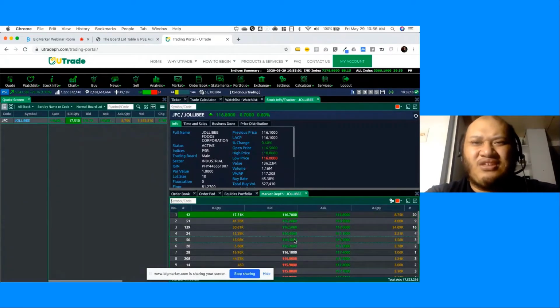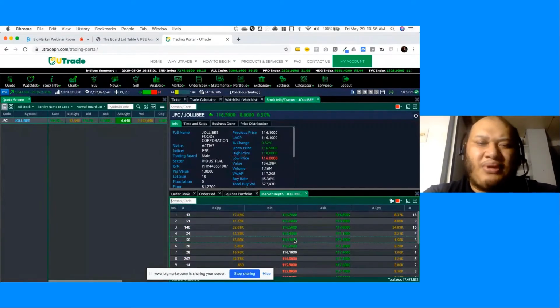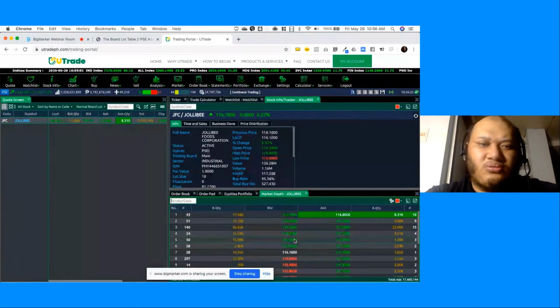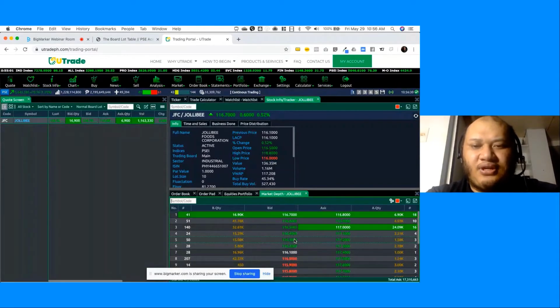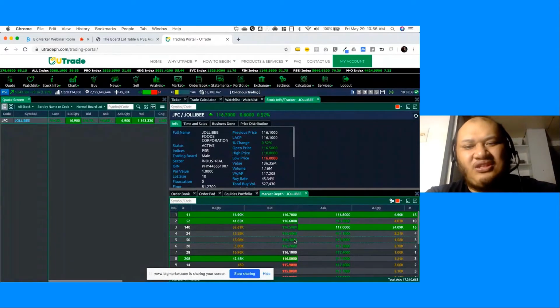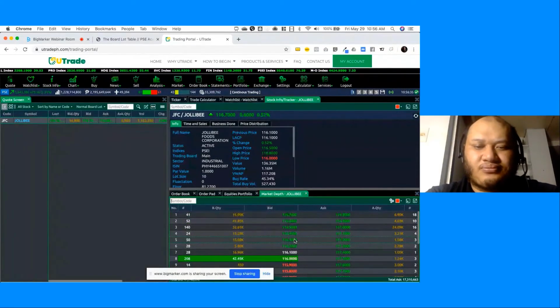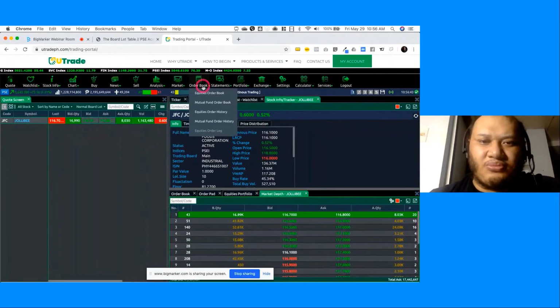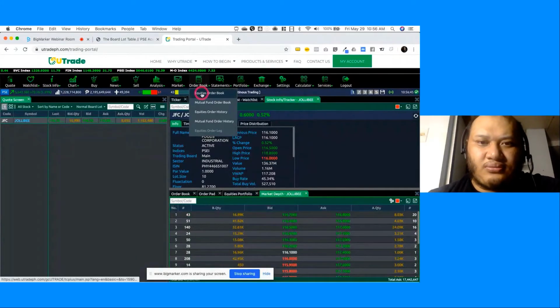Jollibee was, I think, about 200 to 300 last year, then it went to 90 something, and then it went back up and went down again. So they don't want that volatility, and now they just want to sell it. So that's buying, and you would be able to see that on the order book.